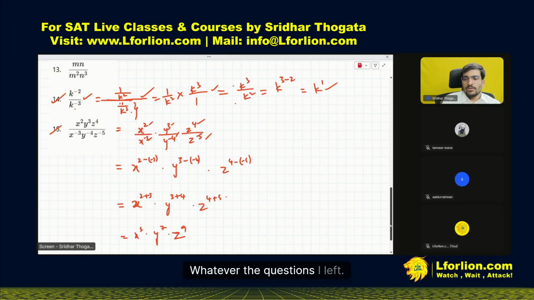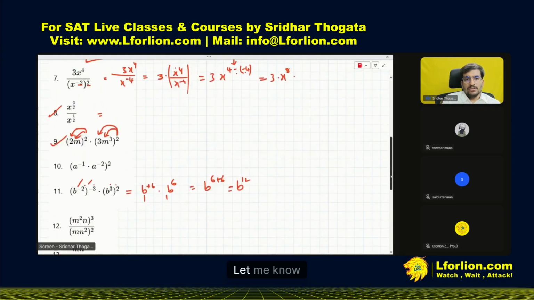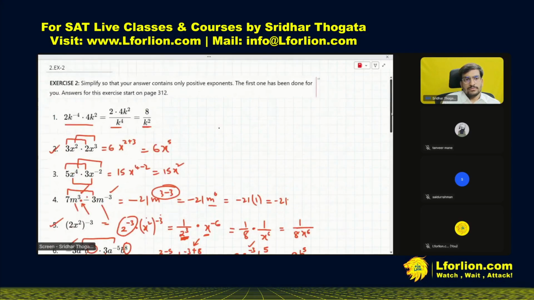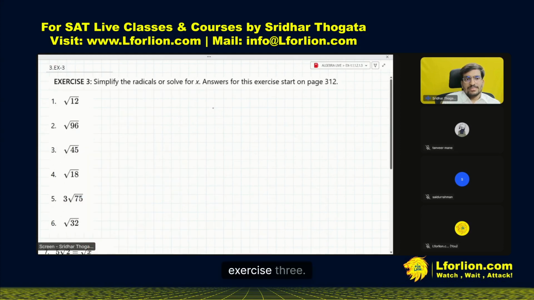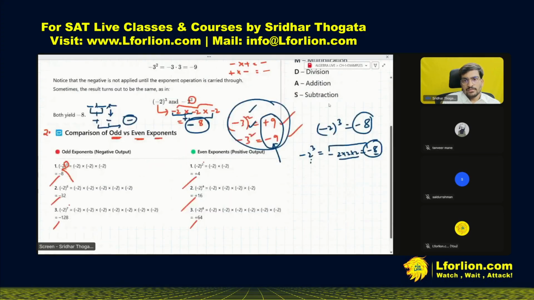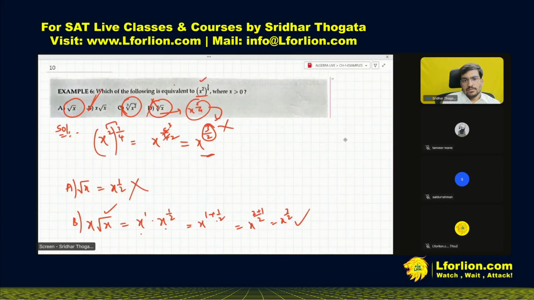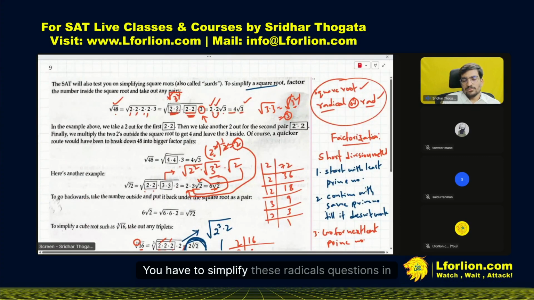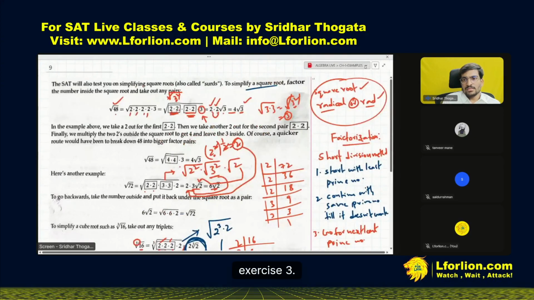Done. Whatever questions I left, try yourself. Let me know if you can't do them, or if you have a doubt. So let's get into exercise 3. Here in exercise 3, we have to simplify radicals. Just before, I taught you how to simplify radicals. Yes, using this short division method only, you have to simplify these radical questions in exercise 3 now.